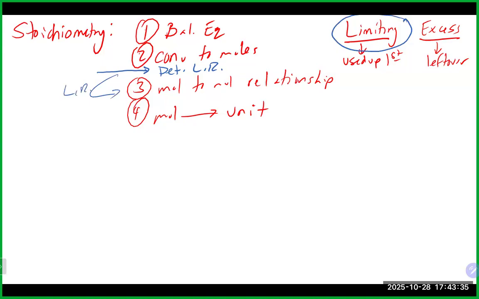The other very popular way nowadays is just to do two separate stoichiometry calculations, one with the first reactant to the product and one with the second reactant to the product, and see whichever one produces the least number of grams of product will be both your theoretical yield and your limiting reagent.